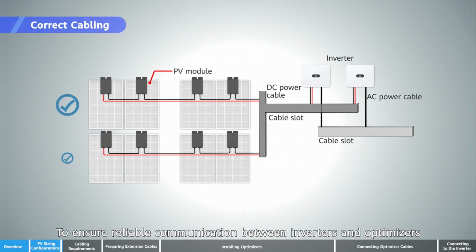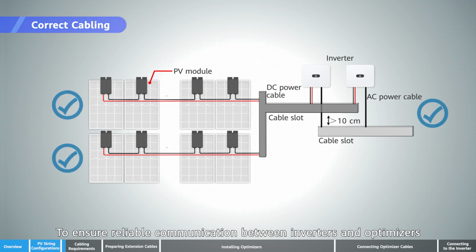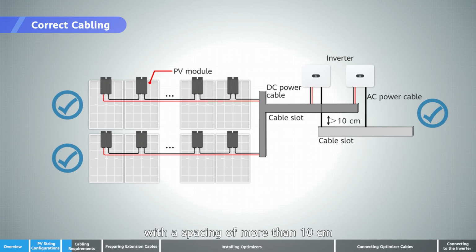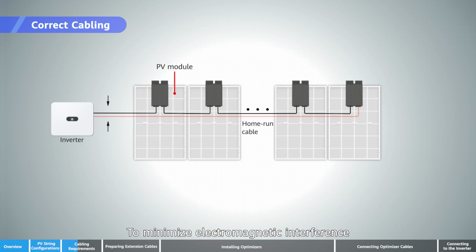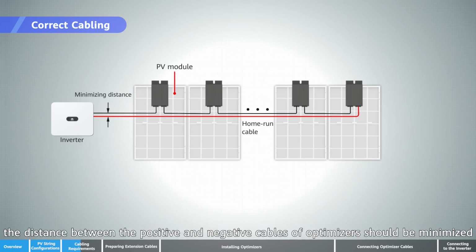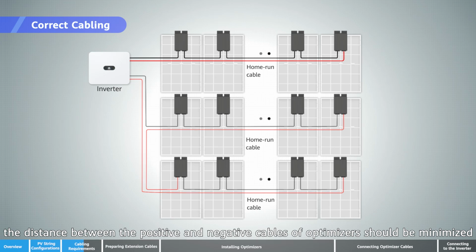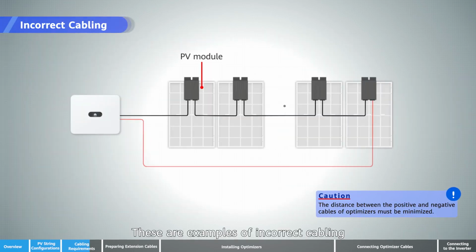To ensure reliable communication between inverters and optimizers, DC and AC power cables must be routed in different slots with a spacing of more than 10 centimeters. These are examples of incorrect cabling.